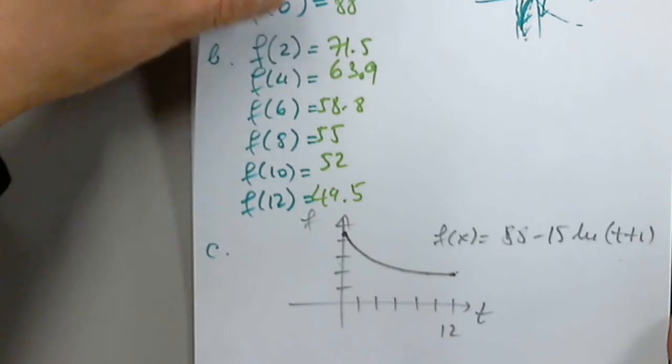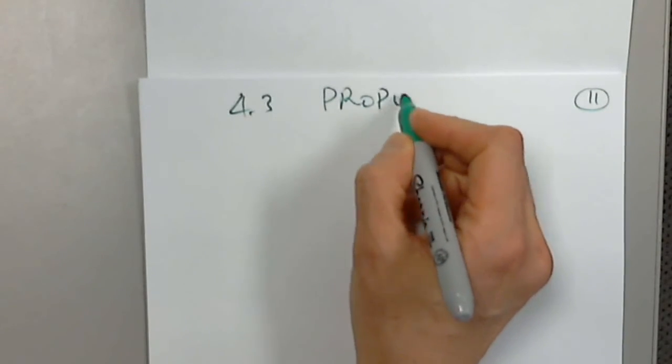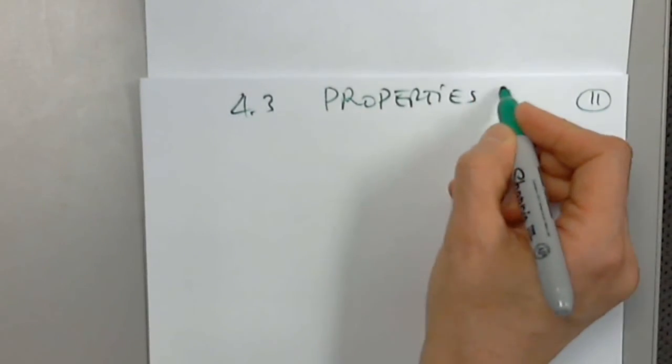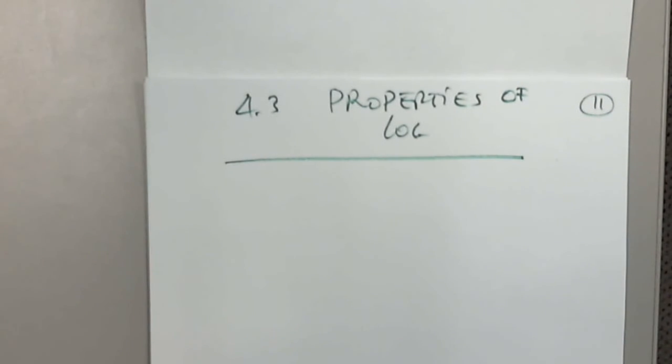Now, in the next section of chapter 4, we will look at properties of this log function. There are 3 properties of the log function that no other function has. So, section 4.3, properties of log. There are 3.